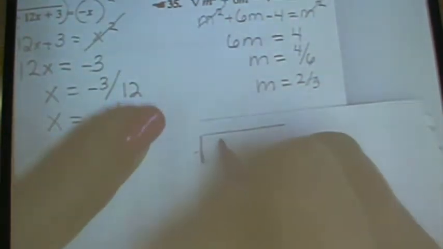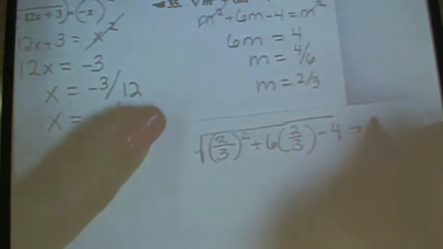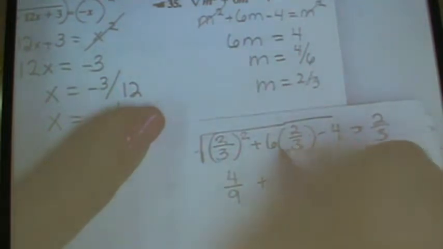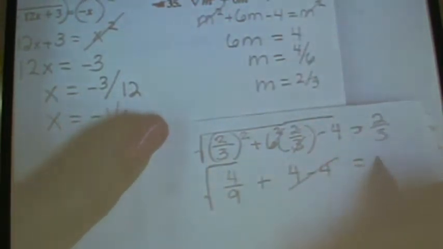So if we square 2/3, plus 6 times 2/3 minus 4, does this equal 2/3? Well, this is going to give you 4/9 plus, 3 goes into 6 2 times, so 2 times 2 is 4. 4 minus 4 cancels. And the square root of 4/9 is 2/3. So that one worked as well, 2/3.